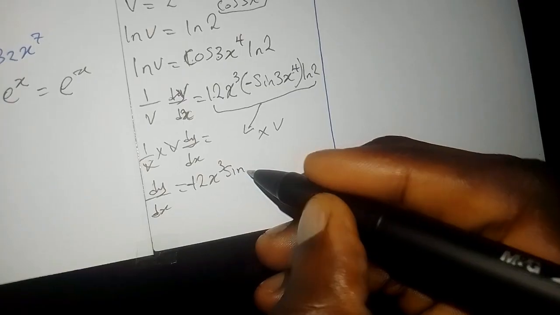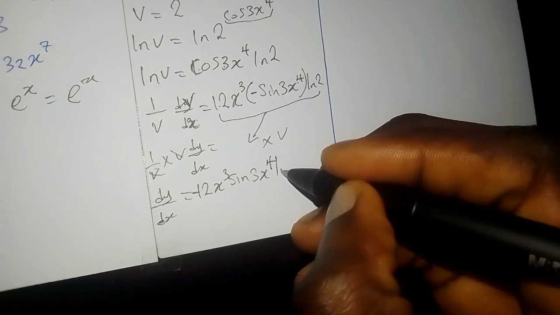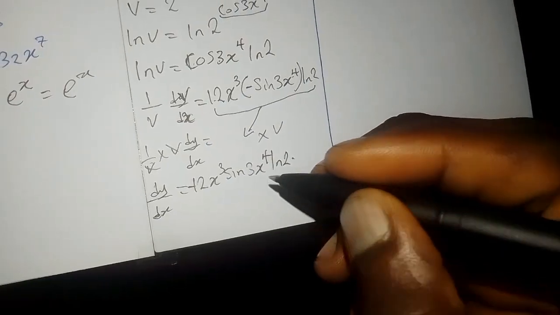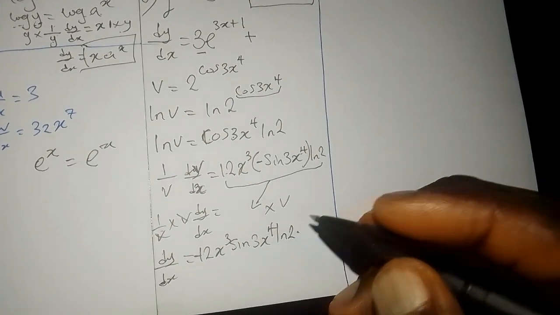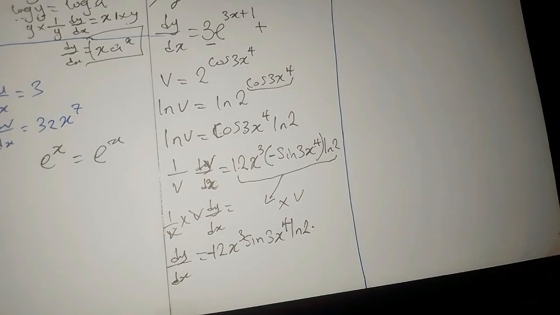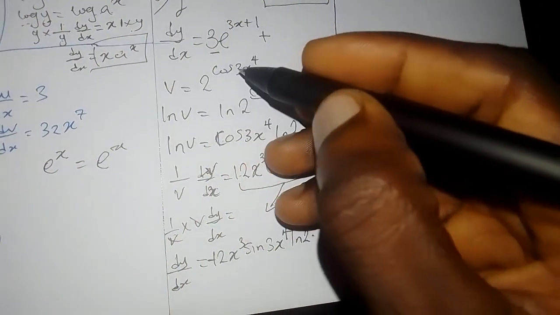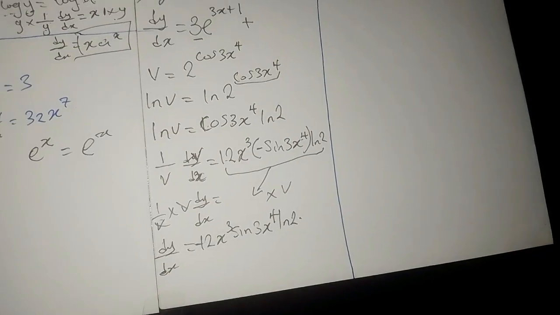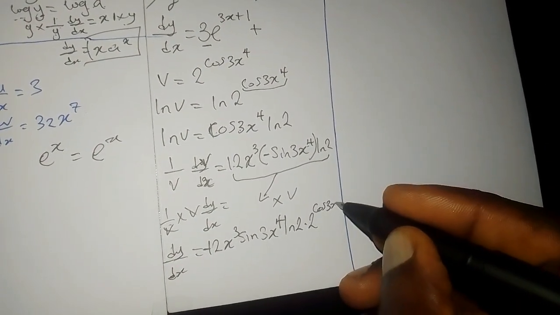What is v itself? V itself is 2 raised to power cos 3x raised to power 4. That's 2 raised to power cos 3x raised to power 4. Then from here, this is the second answer. So let's bring them together, the first answer and the second answer.